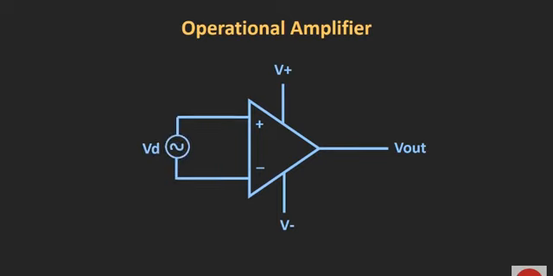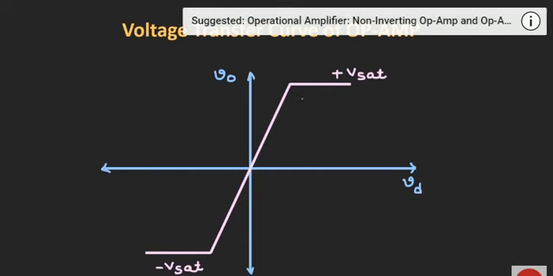And we had seen that even if we apply a very small amount of differential input voltage between the input terminals of this op-amp, the output will get saturated towards the bias points. Then we saw the voltage transfer curve of this op-amp, and we saw that even if we apply a small input voltage, the output will get saturated either towards the positive or the negative saturation voltages.